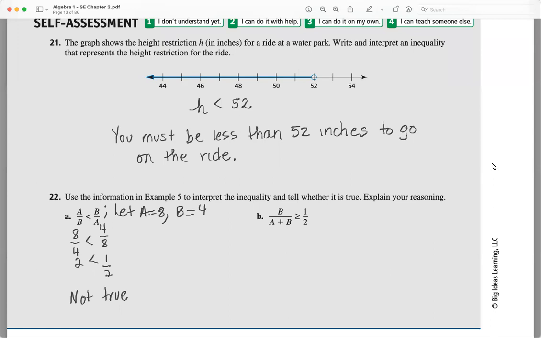And then on the other one, the same thing. We're going to let A equal 8 and B equal 4. And then let's do the substitution. So it's 4 divided by 4 plus 8, or 8 plus 4.